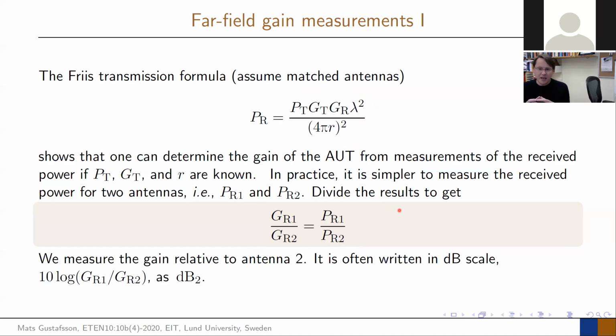So we measure this gain relative to antenna 2. And if you do this in dB, in most cases this is written in dB, it means this is the 10 logarithm and then the quotient between the two gains. And you write that in many cases as dB2, where dB2 stands for dB relative to antenna 2. So if I did it with respect to this dipole antenna, I would say that my patch antenna has 3 dB dipole. I would actually do it in a reference to a dipole.